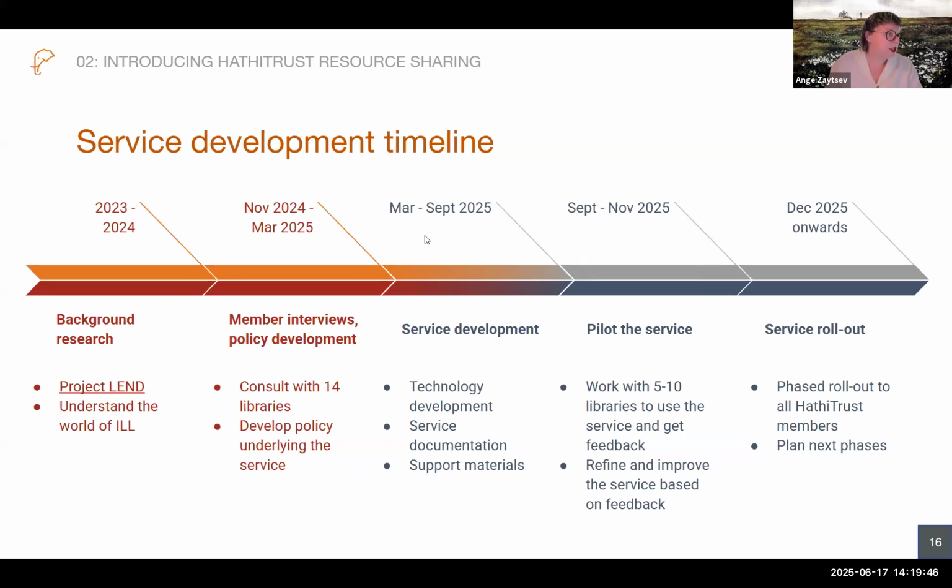So we are currently in this middle part of the timeline, which started in about March and will likely go through the end of the summer, where we are working on the service development. This includes both the technology development, but there's also a lot around developing documentation, registration forms, and modifying registration processes. And then once that process comes to a good place, we want to be able to pilot this service with 5 to 10 of our member libraries and get feedback on that service.